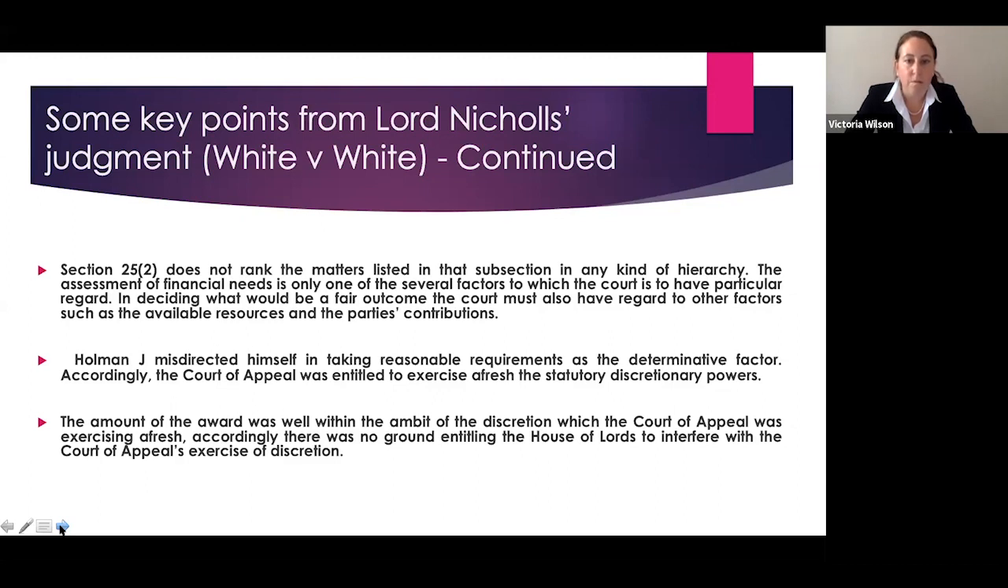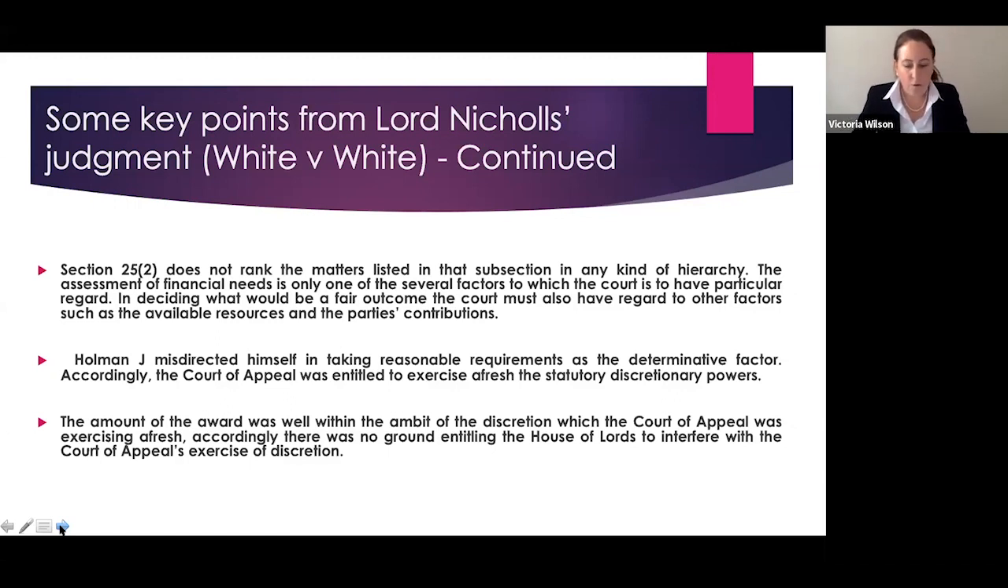And so Lord Nichols says that the Court of Appeal was entitled to exercise its powers afresh. And in essence, the House of Lords decision is the Court of Appeal decided well within its ambit of discretion, and as such, the Court of Appeal decision was upheld.